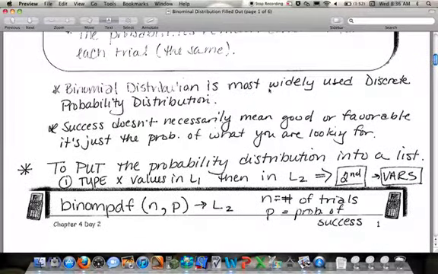Each time we did this, there was a probability 0.05 it would be a lemon. This is going to be the most widely used discrete distribution. Success doesn't necessarily mean good or favorable. It's just the probability of what you're looking for. So success doesn't have to mean a good thing.